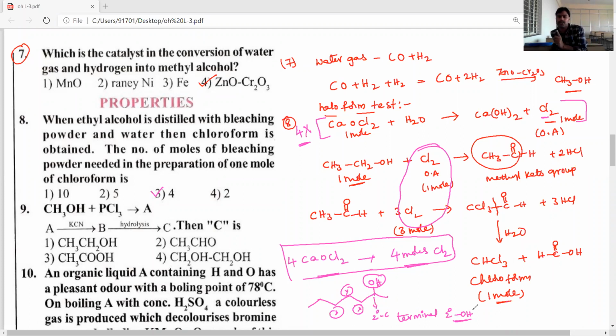Terminal secondary alcohols also give a haloform test when they react with halogens in the presence of base. First, 1 mole of halogen oxidizes the terminal secondary alcohol or ethyl alcohol into a ketone group, a methyl ketone. Then the remaining 3 moles of halogen are converted into a trihalo compound, and this on hydrolysis converts into haloform, either chloroform, bromoform or iodoform. It is very, very important. Total how many moles of halogens are required? 4 moles. That's why 4 moles of bleaching powder are utilized for production of 1 mole of chloroform.